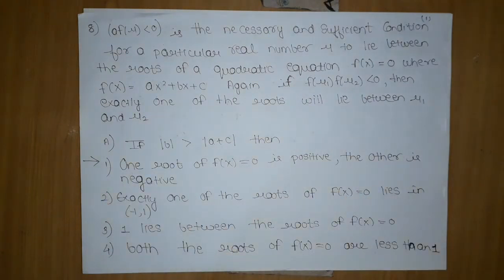Now let's see the first question from this comprehension, which says: if mod of b is greater than mod of a plus c, then the options are as follows. One, one root of f of x equals 0 is positive, the other is negative. Two, exactly one root of f of x equals 0 lies in minus 1 to 1. Three, one lies between the roots of f of x equals 0. Four, both the roots of f of x equals 0 are less than 1.